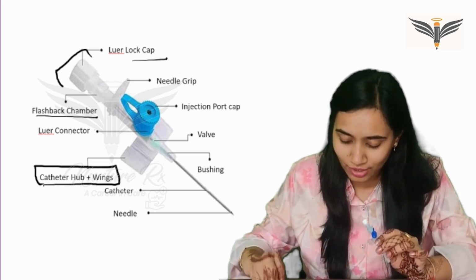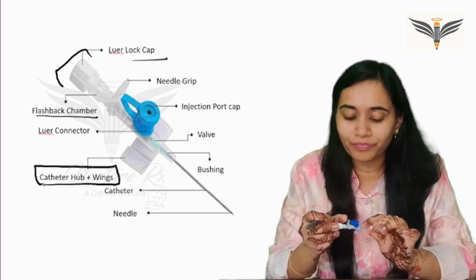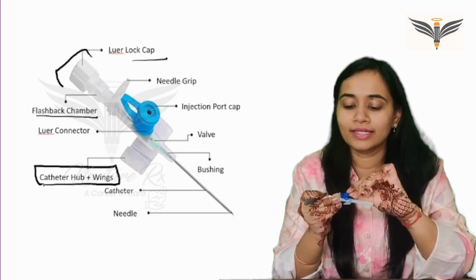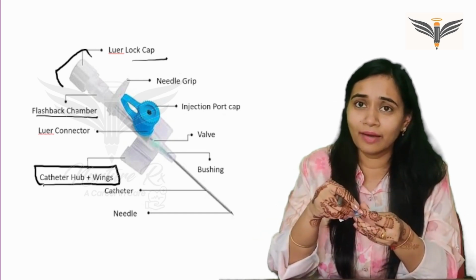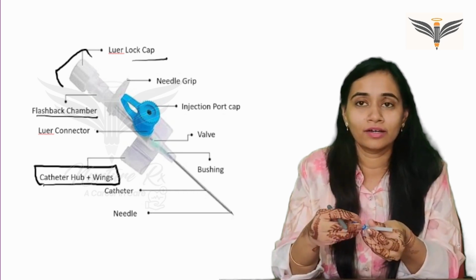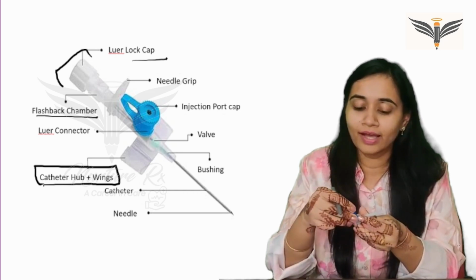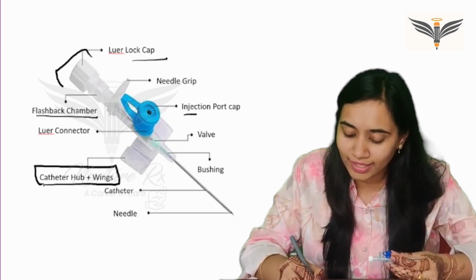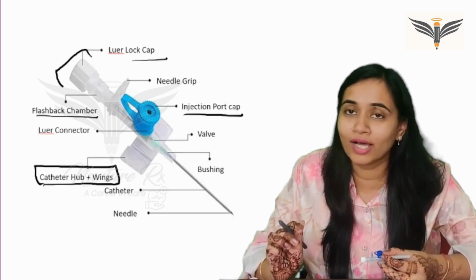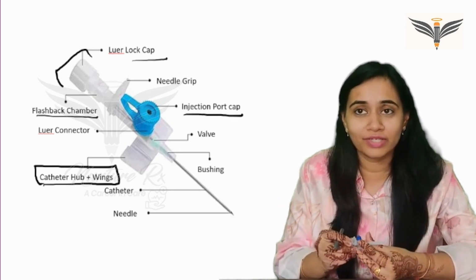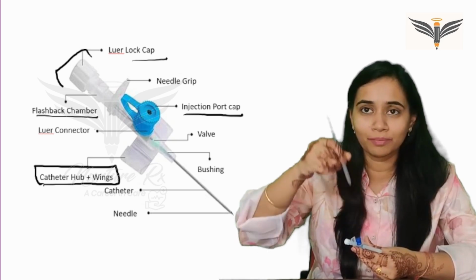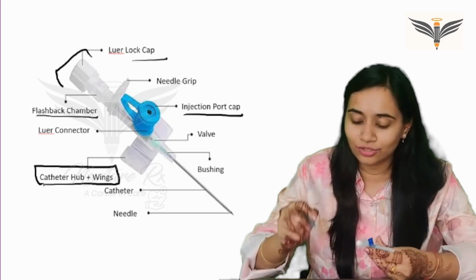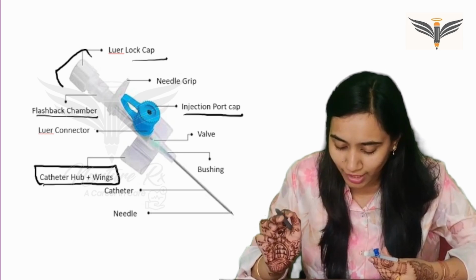Okay, so these parts. Now you can see this is a cap. This cap opens up. What is this cap? And you can see there is a hole here. It is called the injection port cap. As the name suggests, once you've inserted the cannula, any injection that you want to put in, you can put in through this cap. Therefore the name injection port.